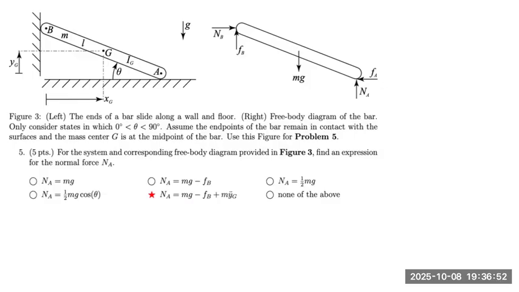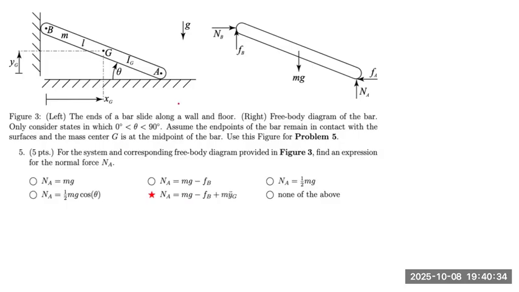For the system and corresponding free body diagram provided in figure 3, find an expression for the normal force NA. Basically this problem is a force balance equation. Since this bar is resting in contact with both the vertical and horizontal surfaces of the wall as it slides, and is always in contact, we're going to sum the forces.